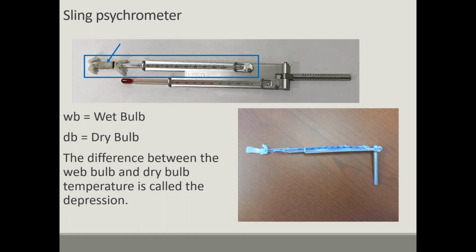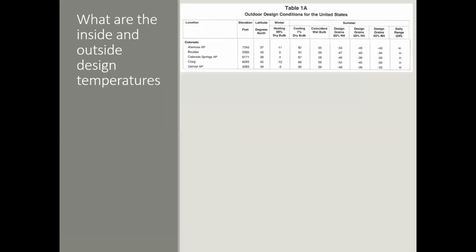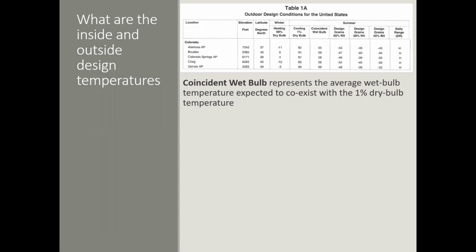I can tell you right now that if I were to spin that in Denver and we were getting our coincident wet bulb, I think this is the slide that talks about it, yes. Coincident wet bulb represents the average wet bulb temperature expected to coexist with the 1% dry bulb temperature. So if I was outside in Denver, Colorado, this is just a quick screenshot from table 1A within Manual J that gives you what the design temperature should be.